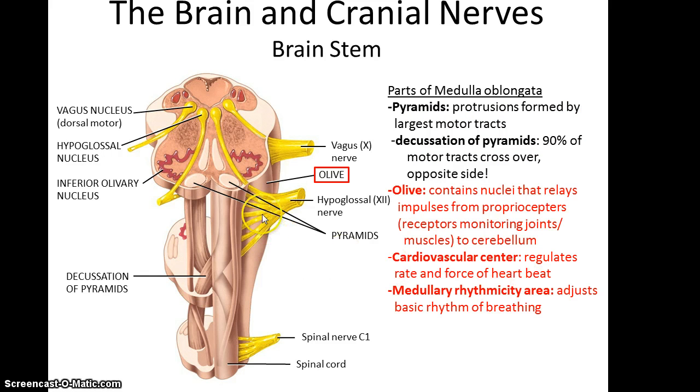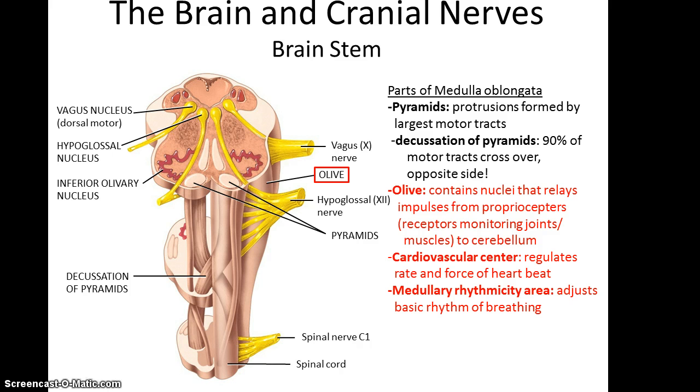You also have these lumps on either side, right and left, referred to as the olive. This contains nuclei that are important for controlling impulses from the proprioceptors. These are receptors that are monitoring where your muscles are and how your joints are stretched and so forth, and then sends that information on to the cerebellum.